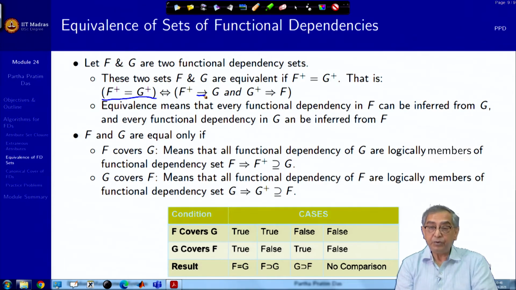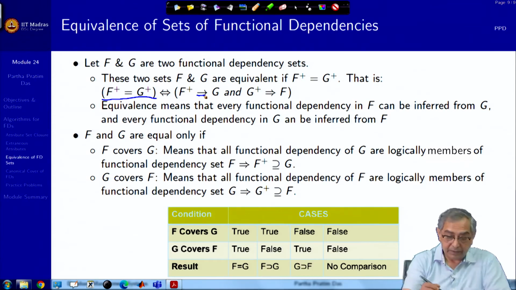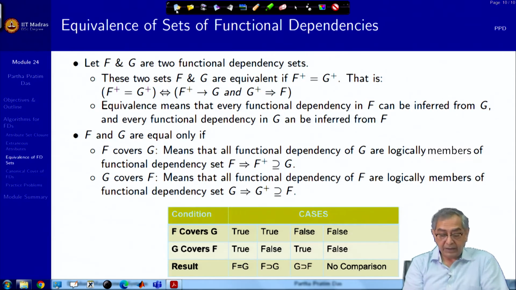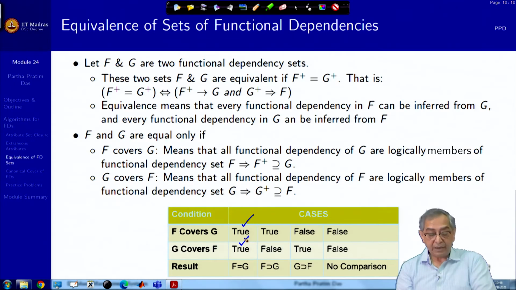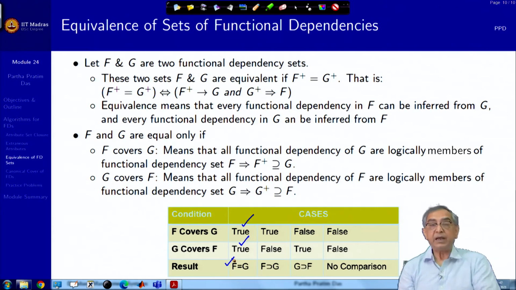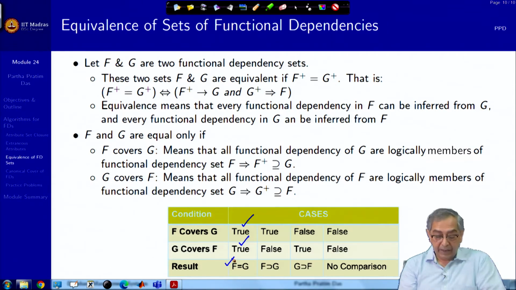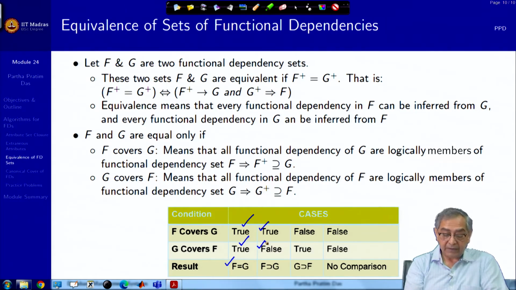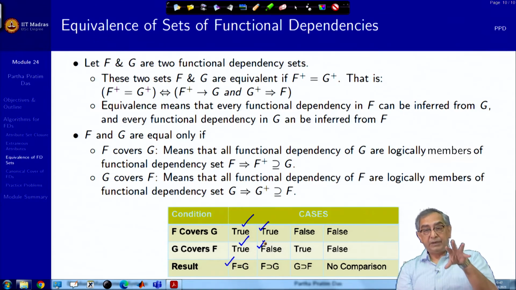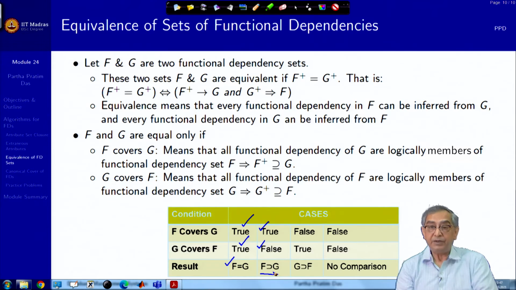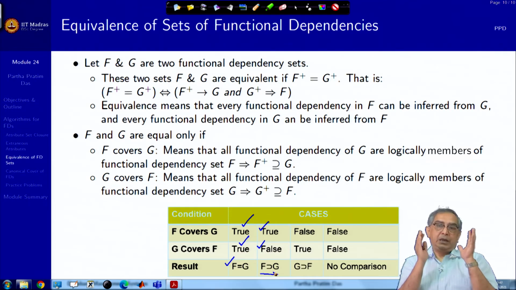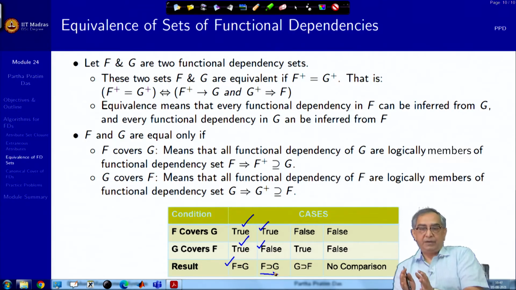And if both of them are true, then you say that they are equivalent. So, these are the possibilities. If F covers G is true and G covers F is true, then these sets are equivalent. If F covers G is true, but G covers F is false, then G is weaker. So, F is a superset of G, though actually this is not a set operation, because the sets are different. But in the notion, the strength that F has, G does not have that much strength.